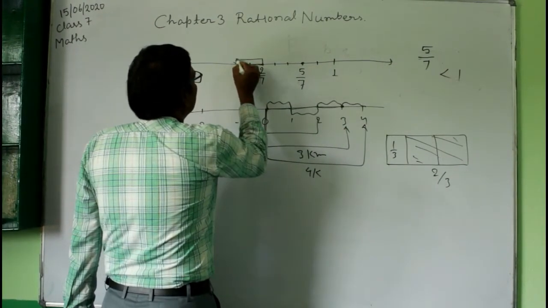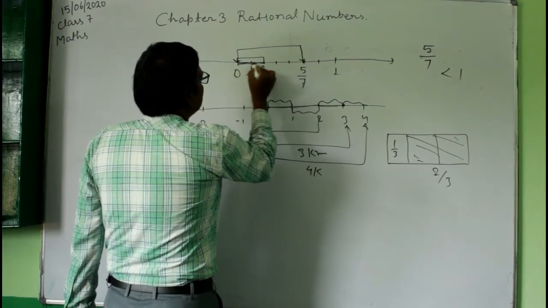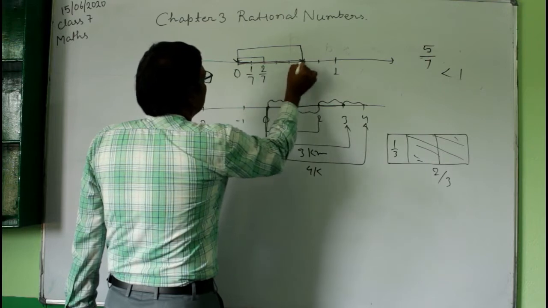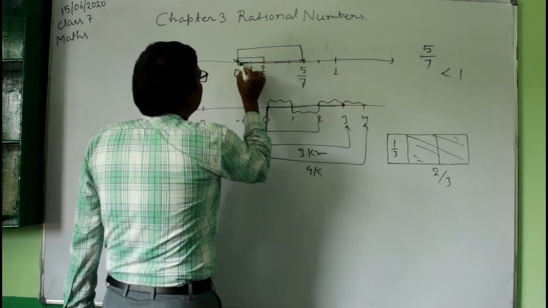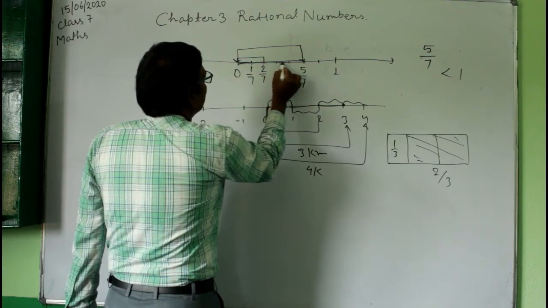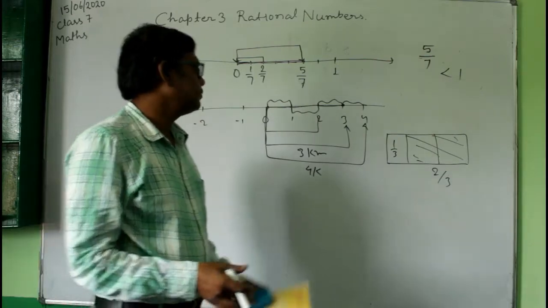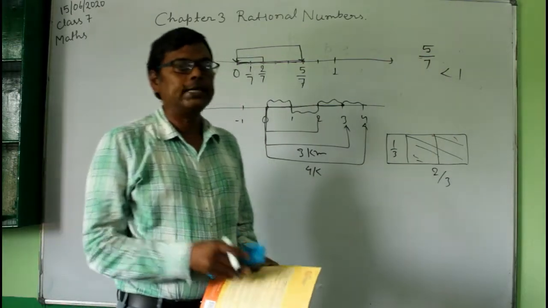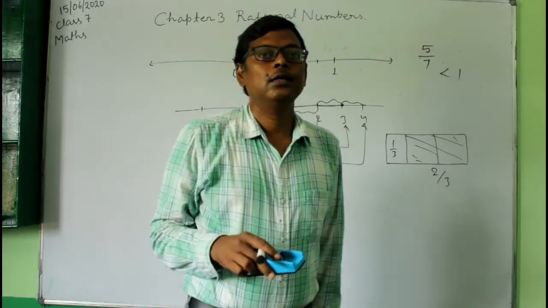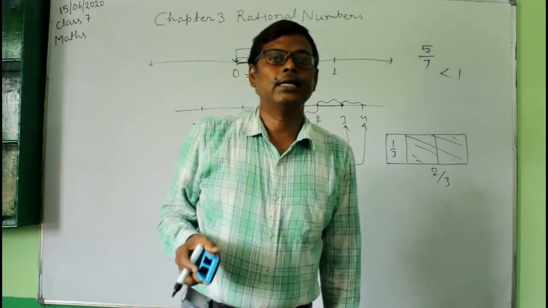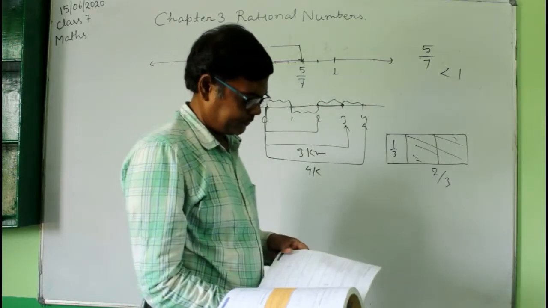Similarly, we have to find this point. This distance will be equal to 5 by 7 of the whole distance, because this is 5 parts: 1, 2, 3, 4 and 5. So this is 5 by 7. If you understand this, then you can represent any rational number on the number line like this. This is the main point to understand.